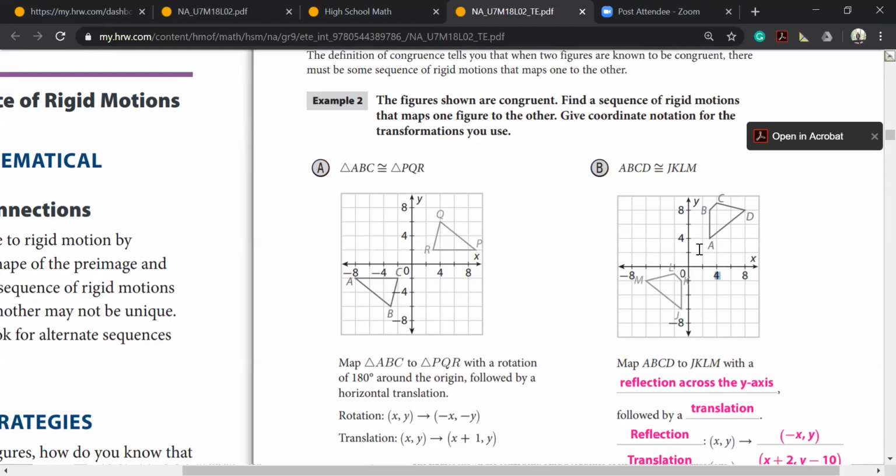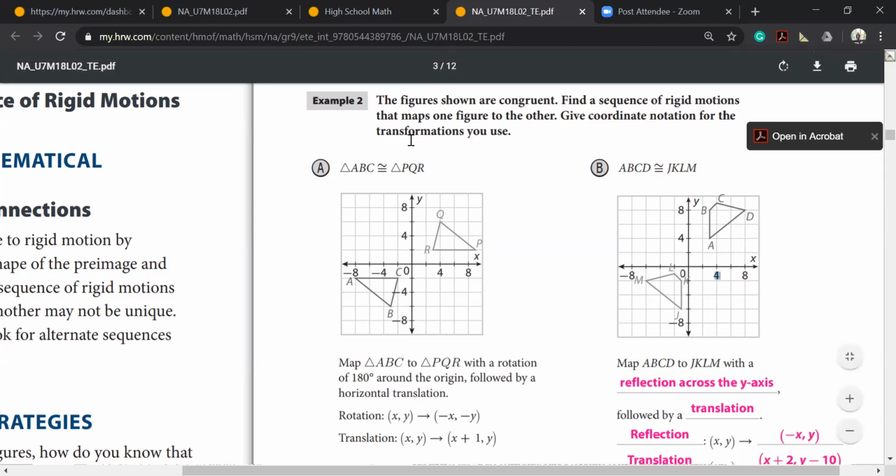1, 2, because this is a 2. So 1, 2, 3, 4, 5, 6, 7, 8, 9, 10. So it's going to be moving down 10 units. So y minus 10. And I want it to move left. How many points? 2 points, because I want it to be exactly in the middle so that when I reflect it, it will be exactly facing here.